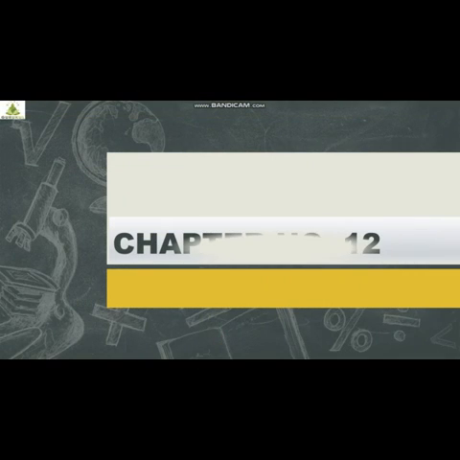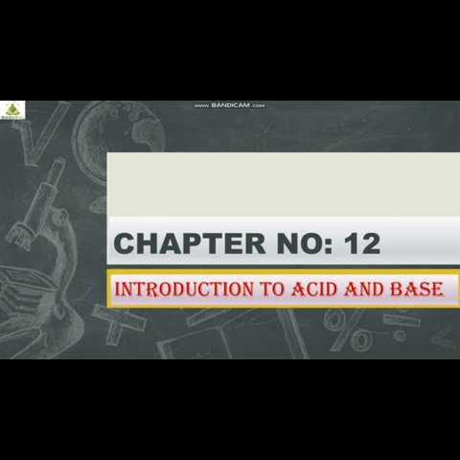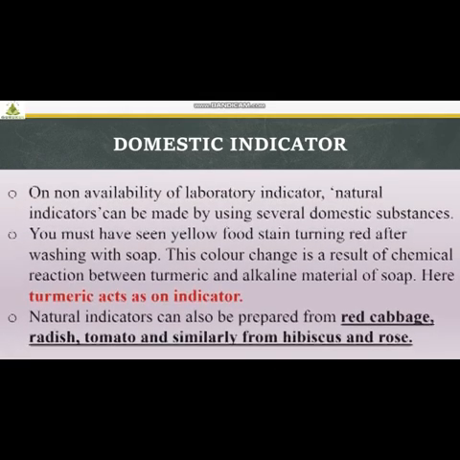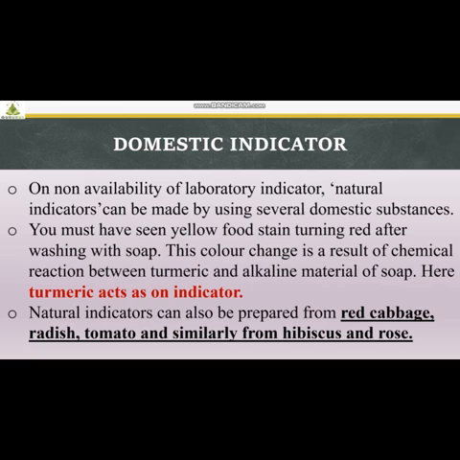We are learning chapter number 12, Introduction to Acid and Base. Let us understand domestic indicator and an activity, making of natural indicator. Domestic indicator: on non-availability of laboratory indicator, natural indicators can be made by using several domestic substances. So whichever domestic substances or materials are easily available in the kitchen or in the garden can be utilized for making natural indicators.